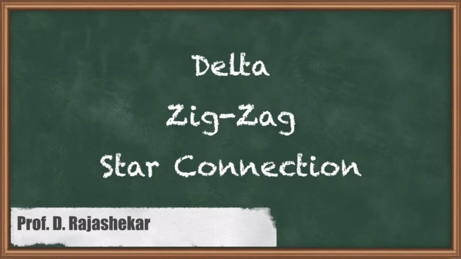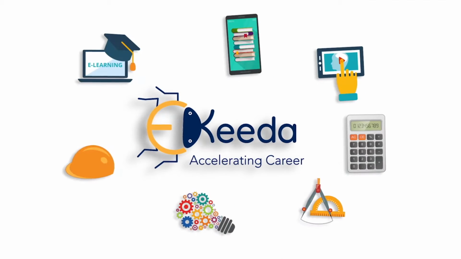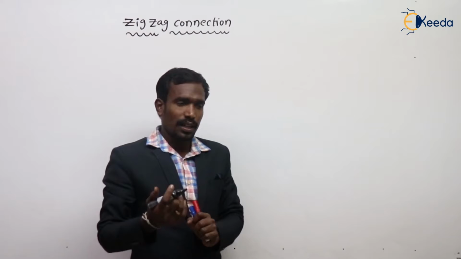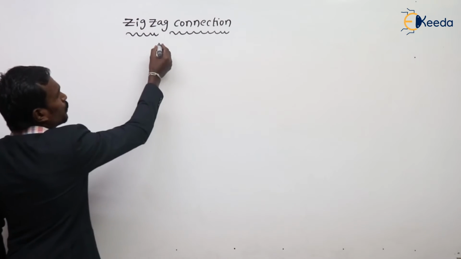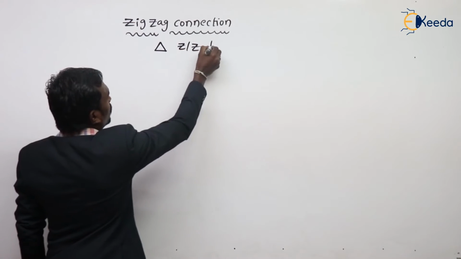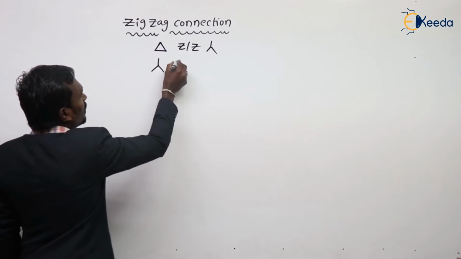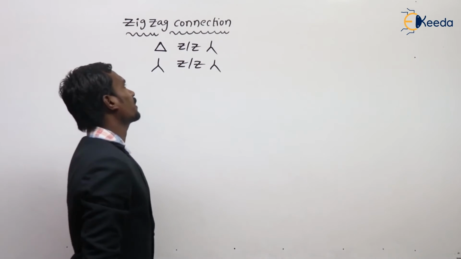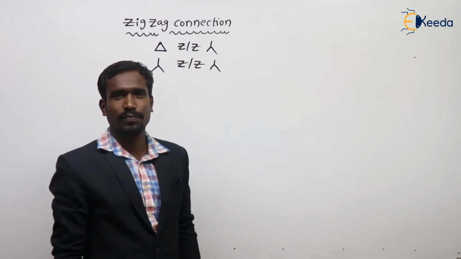Today in this video, we are going to discuss Delta Zig-Zag Star connections. Let's discuss zigzag connections. Generally, we have two types of zigzag connections: one is the Delta Zig-Zag Star and the other one is the Star Zig-Zag Star.